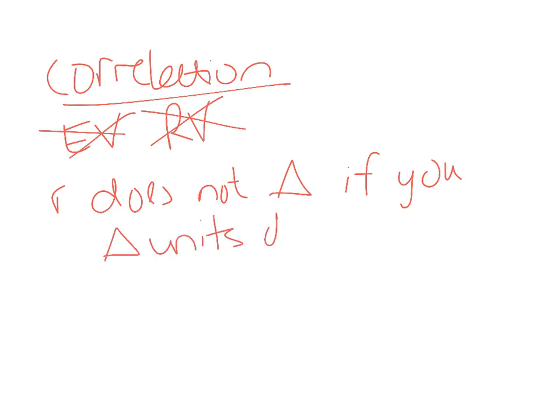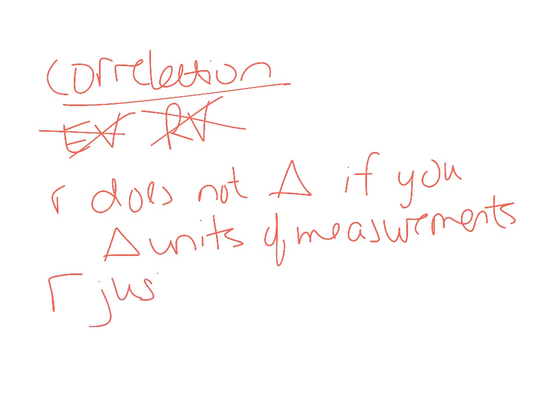Let's say I was testing the correlation between wingspan, so how long your arms are from fingertip to fingertip, and height. If I first measured it all in inches and then changed it to centimeters, my R wouldn't change. The correlation would not change. R is just a number. There are no units associated with R.